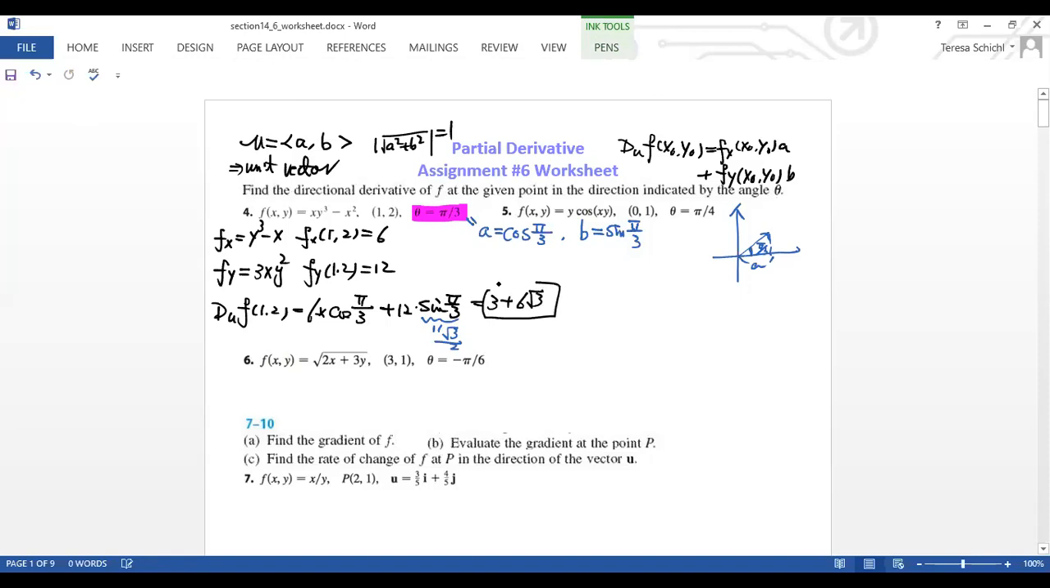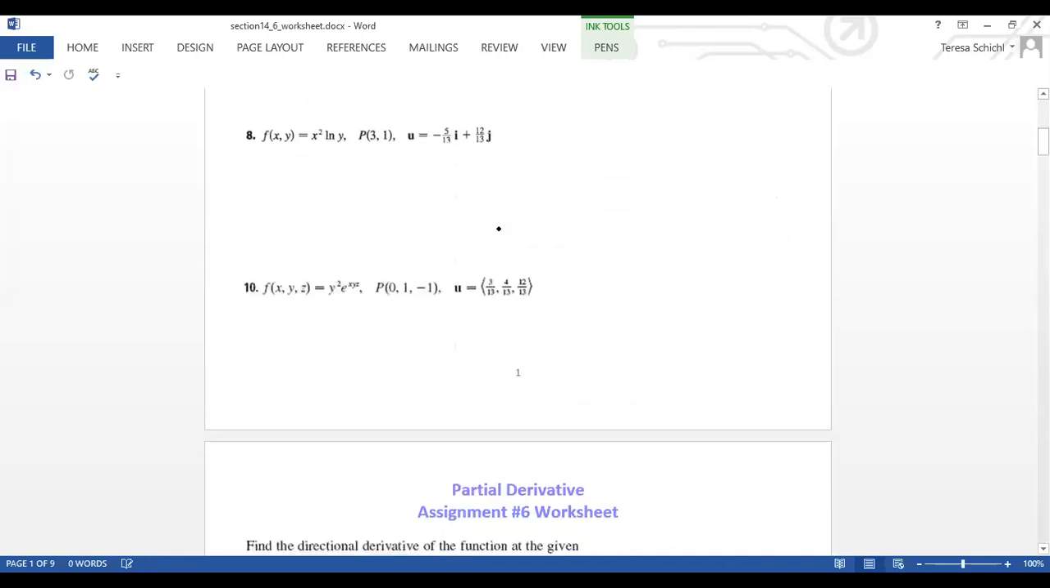So this is the directional derivative. Be careful here. Basically, they just want to make sure that if I give you an angle, you know how to find the vector. The remaining problems for this page are very mechanical.